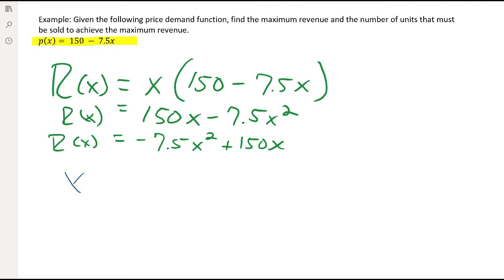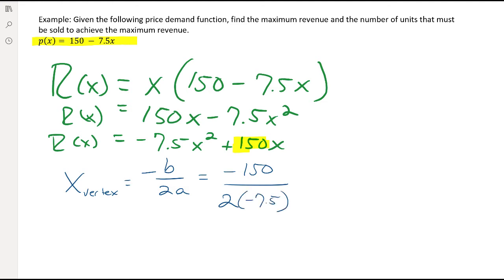As I said before, the x-coordinate of your vertex can be found by taking the opposite of b and dividing it by 2 times a. All right. Well, what's our b? Our b in this case is a positive 150. So the opposite of that is a negative 150. So it's a negative 150 over 2 times a. A in this case is a negative 7.5. Okay. Working this out, we get a negative 150. 2 times a negative 7.5 is a negative 15. And if we divide these out, we're going to end up with 10. So the x-coordinate of the vertex is 10.